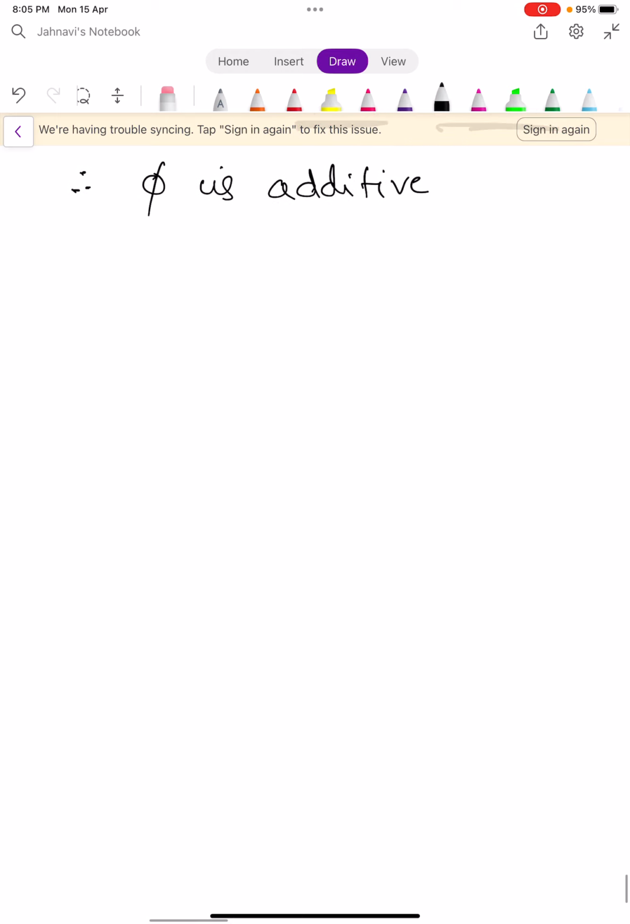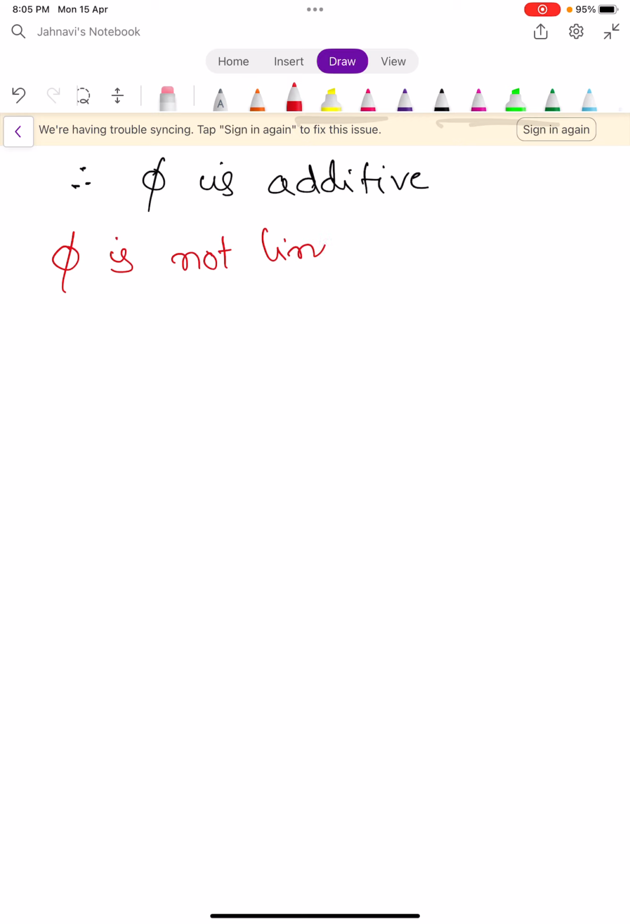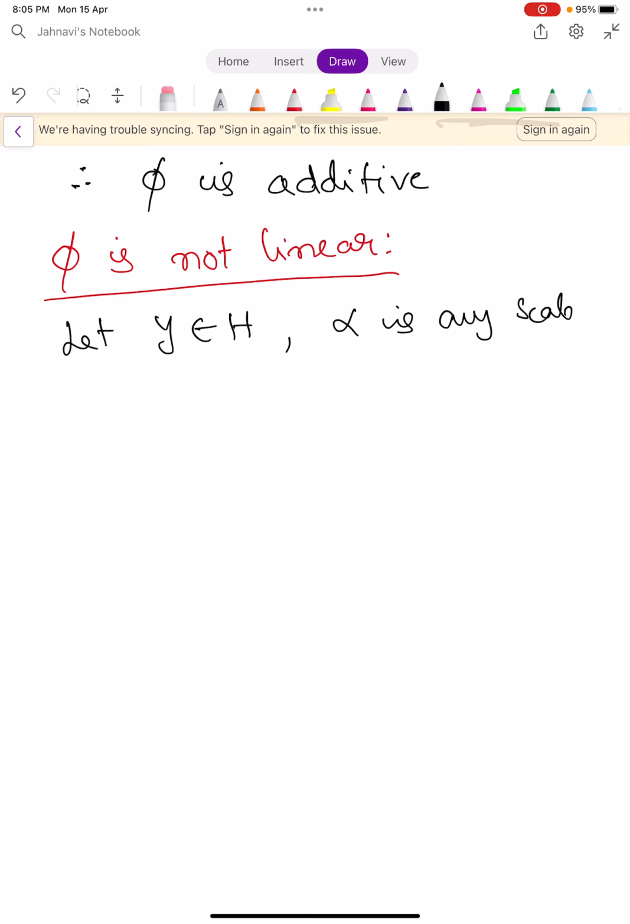So next we show that pi is not linear. To prove that pi is not a linear mapping, let us take an element y belongs to capital H and alpha is any scalar. Then pi of alpha y is equal to f alpha y, which means f alpha y of x.